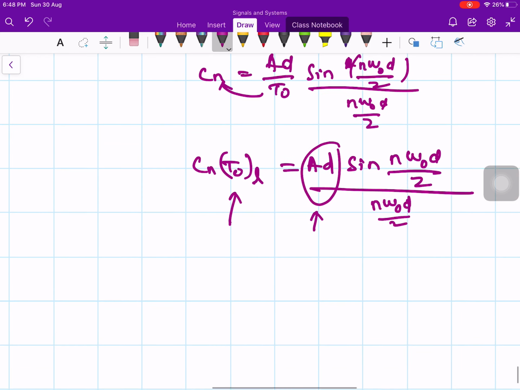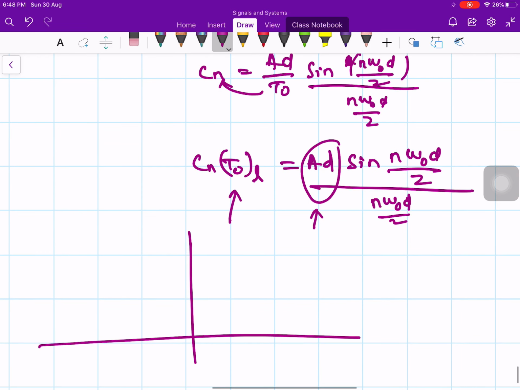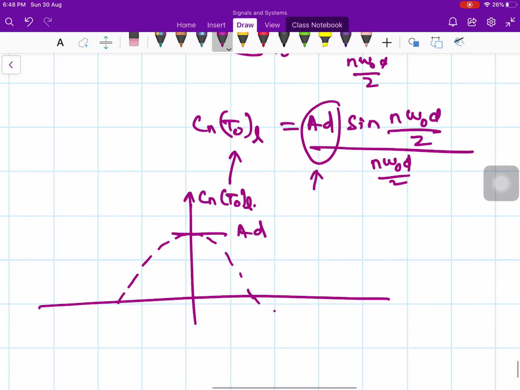Okay, so therefore we are plotting in terms of Cn of t naught of L. Okay, so the maximum amplitude is what? A times d. Okay, and again it goes like this. So therefore the amplitude is not diminishing now, because of this guy t naught of L is coming to the left hand side.